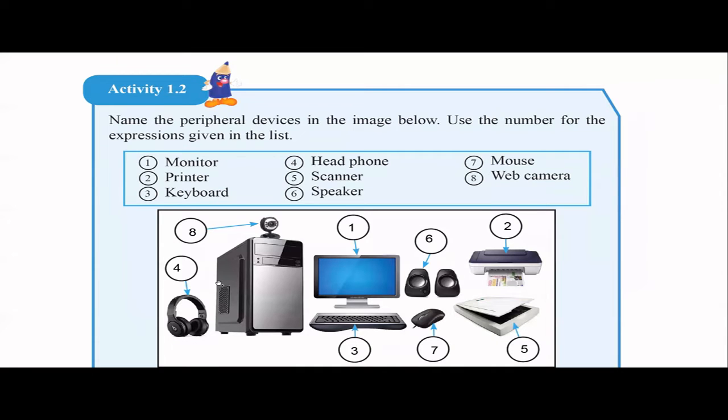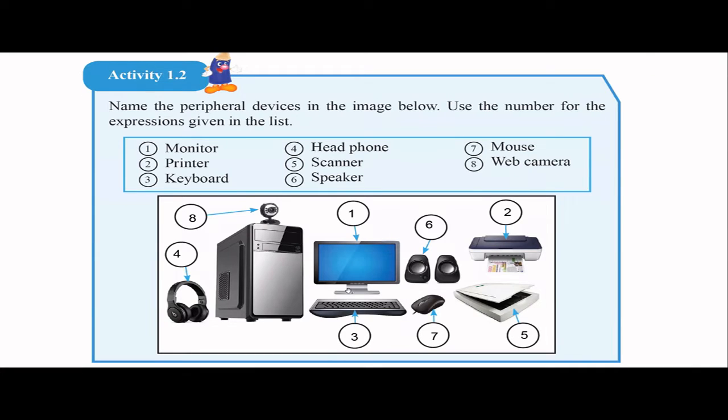Next one, activity 1.2. Name the peripheral devices in the image below. Use the numbers of the expressions given in the list. This is a very easy one. I will start from one. One is the monitor. Then comes the printer, number two. Third one, number 3 is the keyboard. 4th one is the headphone, right? 5th one is the scanner.